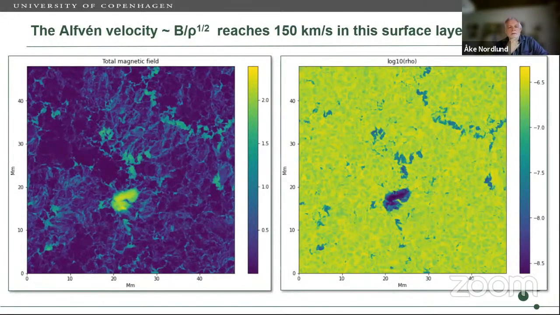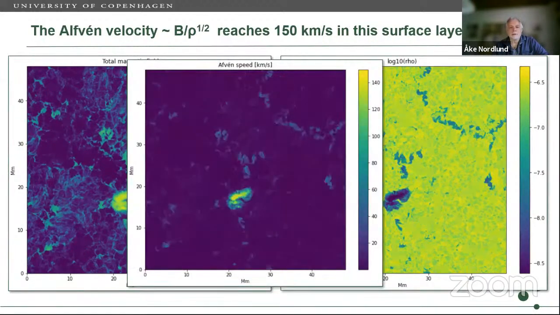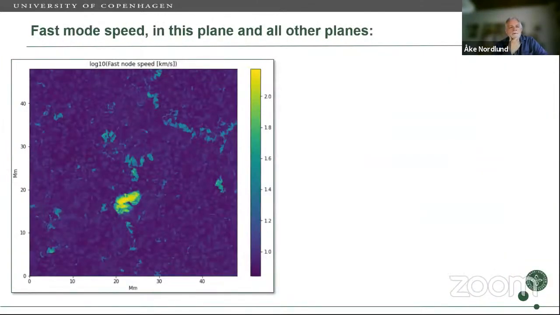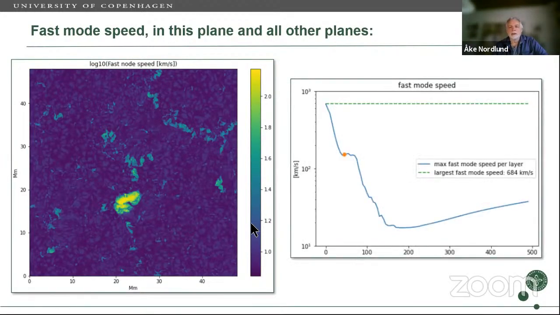So if we look at the total magnetic field, it looks like that. And with the density on the other side, we have the two components that we really need to compute the Alfvén velocity. It reaches 150 kilometers per second in this surface layer, basically the optical depth unity layer. The fast mode speed is essentially the Alfvén speed plus the sound speed in quadrature. The picture in log speed looks like so. If we plot the maximum fast mode speed as a function of depth, this is what it looks like.